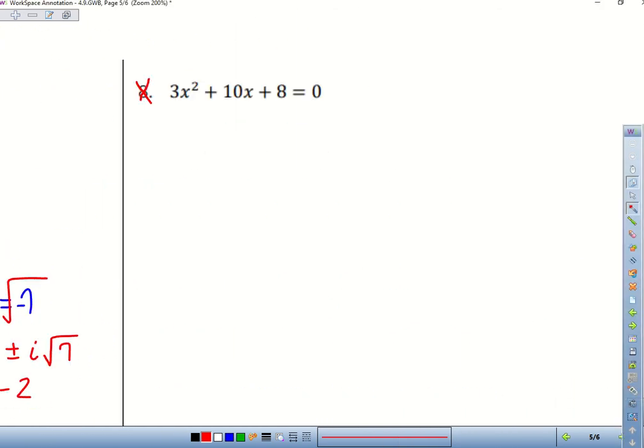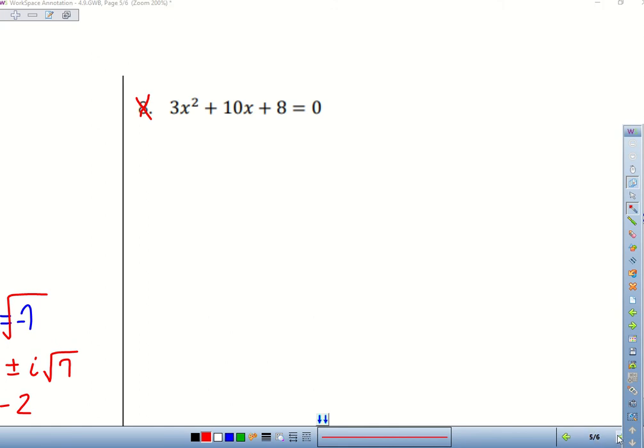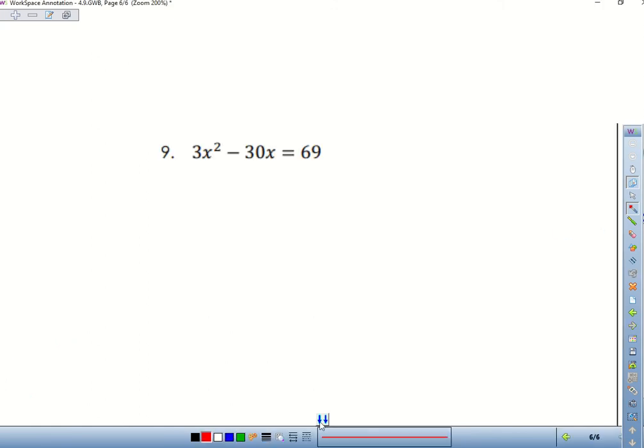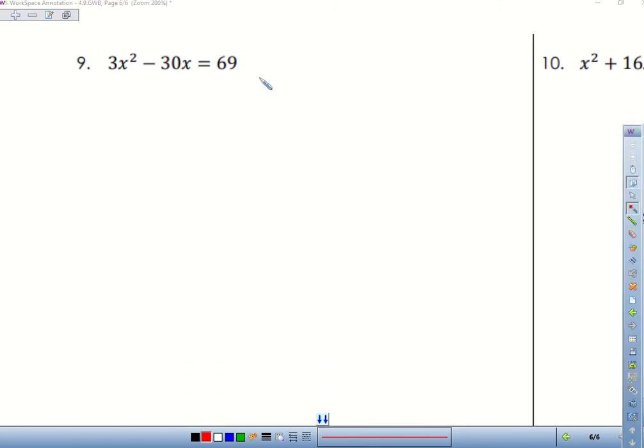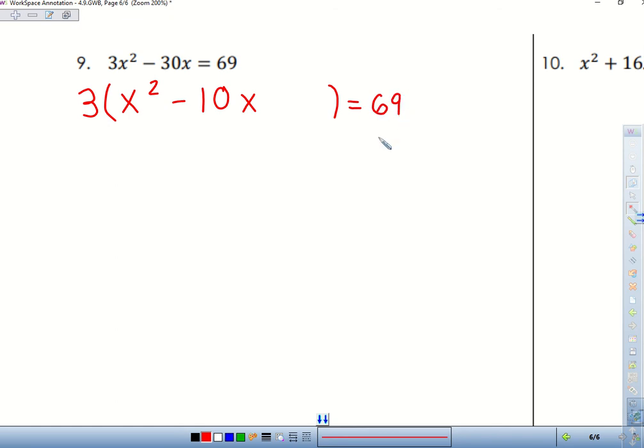Okay. So is everyone good with that question? Okay. So let's try number 9. What do you notice about the C term in number 9? Yeah, it's already over for you, so you don't have to move it over. So I'm just going to factor out that A term. Is everyone good with how I got to that step right there? Take out the 3, leave room for the new C.